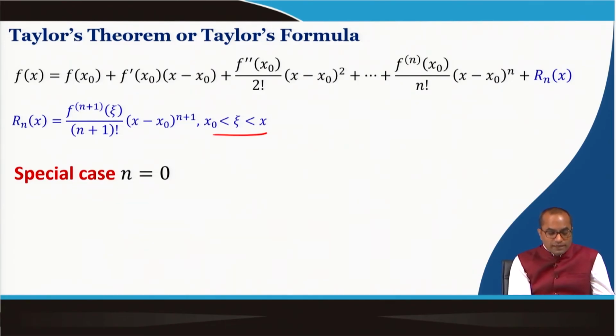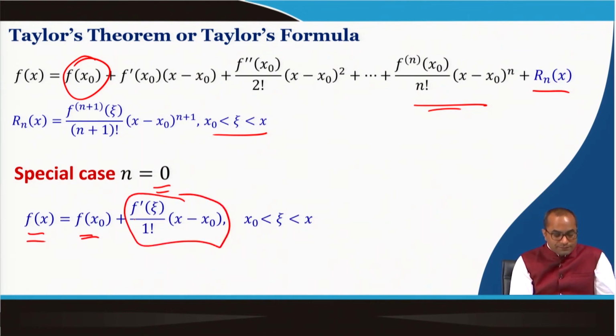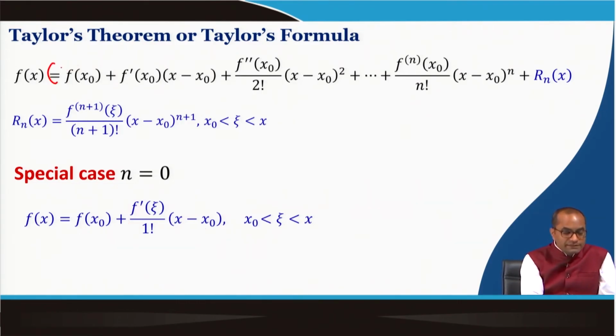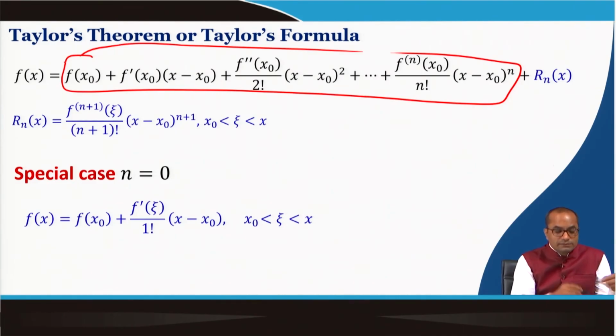As a special case, if we look at n equal to 0, then we will have f(x) equal to f(x0) and then a remainder term. So, f(x) is equal to f(x0) and then the remainder term here, f'(xi) over factorial 1, times (x - x0). See, this f(x) is equal to this, here we have the equality because we have kept this error term, the remainder term, there; therefore, we are writing that equality. If we talk about the Taylor polynomial here, this is some kind of approximation to f(x), but writing with the error term we have the equality to f(x).